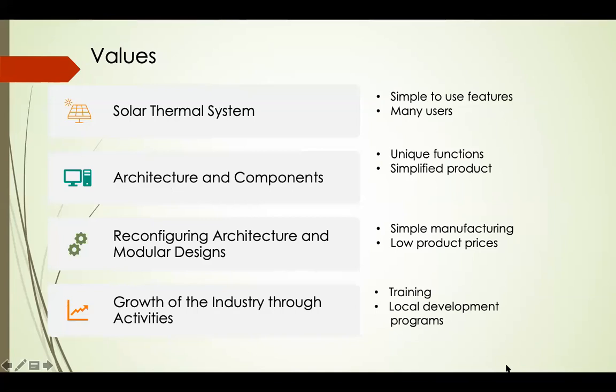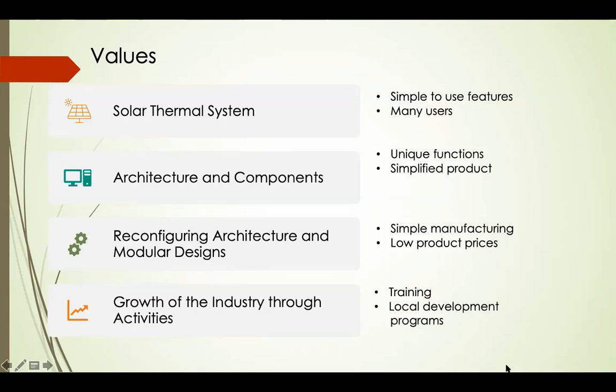So one of the values is the solar thermal system itself, and it incorporates simple to use features and does not require consumers to change their lifestyle. So this increases the attractiveness of the product, which allows it to be adopted by a large group of users. So next we have architecture and components. The excellent re-engineering in architecture simplified the product, which provided the unique functions desired by emerging markets. So now the next one, by reconfiguring the architecture and using modular designs and alternative materials, the solar companies aim to make manufacturing as simple as possible and to also achieve low product prices.